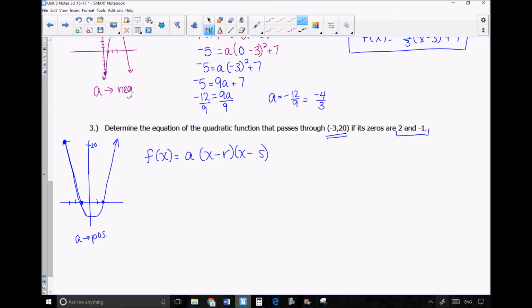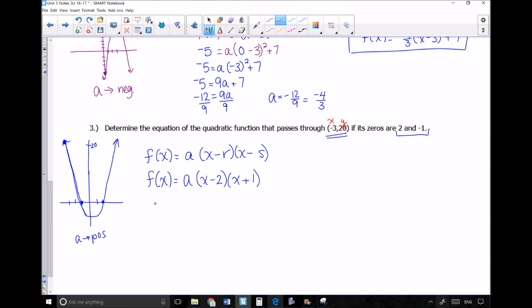So when I plug in my value right here, I know x is -3 and that y is 20. So here, before we actually plug in these values, I need to first write out what my equation is going to be with the a left as a. So I'm going to say a, and then here I know my first root is 2, so it would be (x minus 2). And here I know my second root is -1, so it would be (x minus -1), or just (x plus 1).